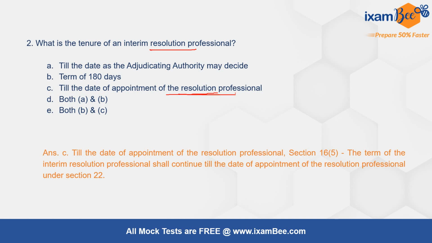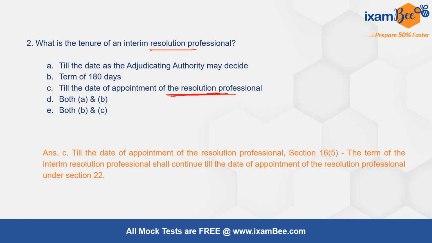Interim resolution professional is that professional who is appointed by the adjudicating authority when the CIRP process commences. So when the parties gave the application to the authority and the authority admitted that particular application, the next step is the appointment of the interim resolution professional. Now this professional, who is appointed after admission of the application, will hold his office till the appointment of the resolution professional.